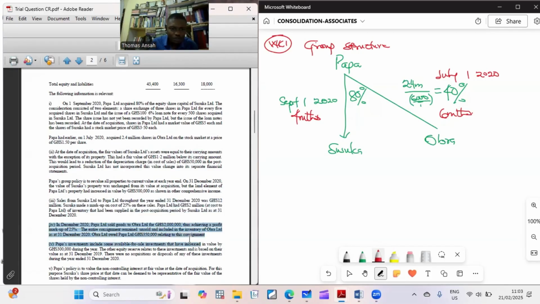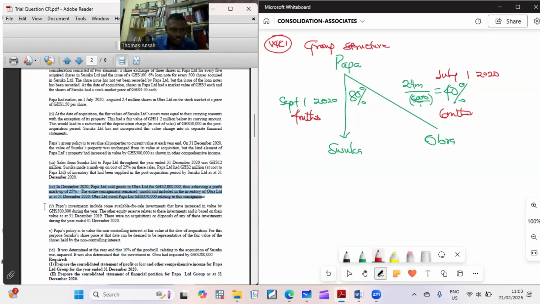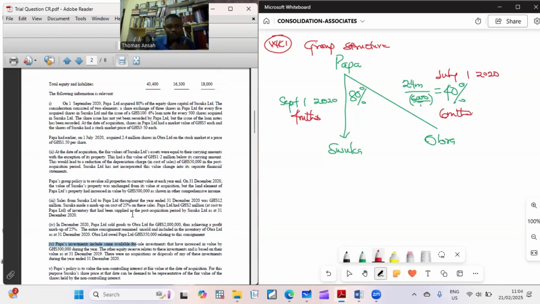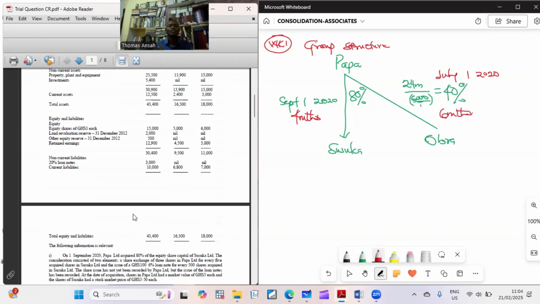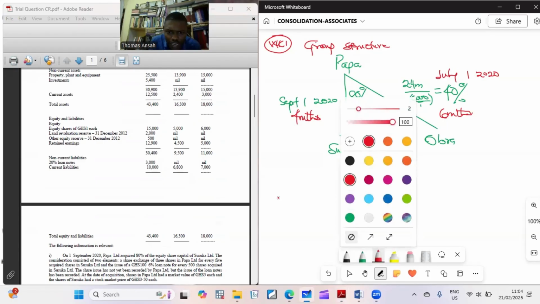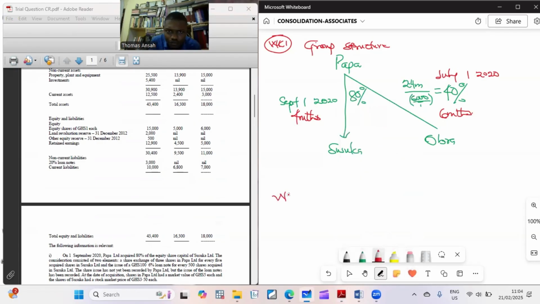In December, this one too is another PAP. It says that Papa's investment includes available for sale. That is for the parent. So we will look at it in workings 5. All right, so that is that. So anything concerning the parent. Now we come to here.